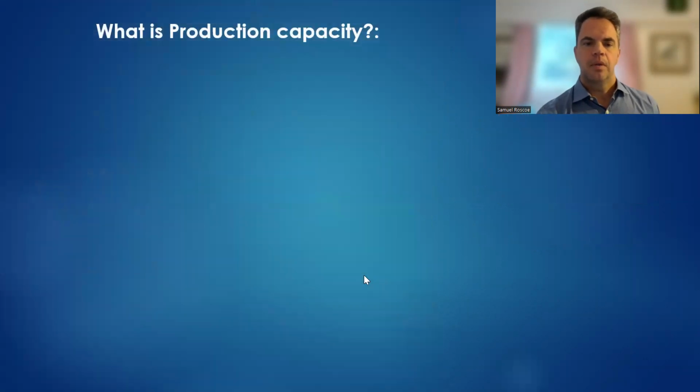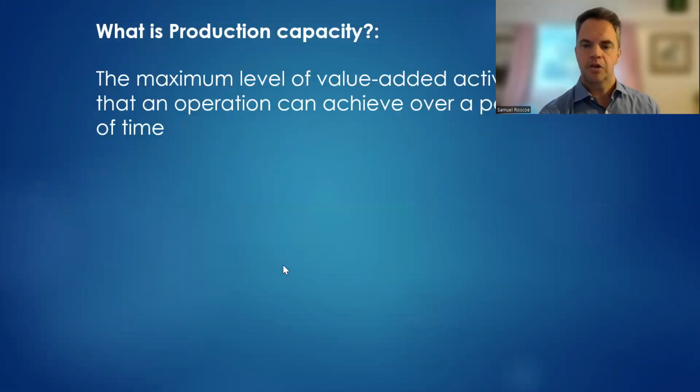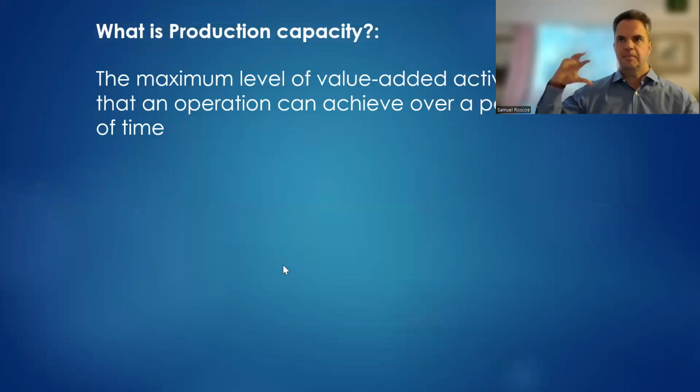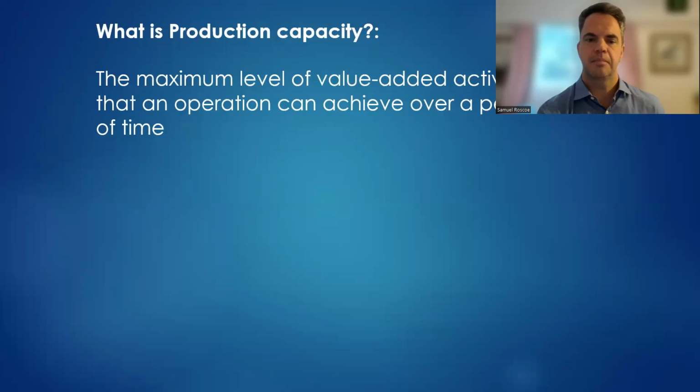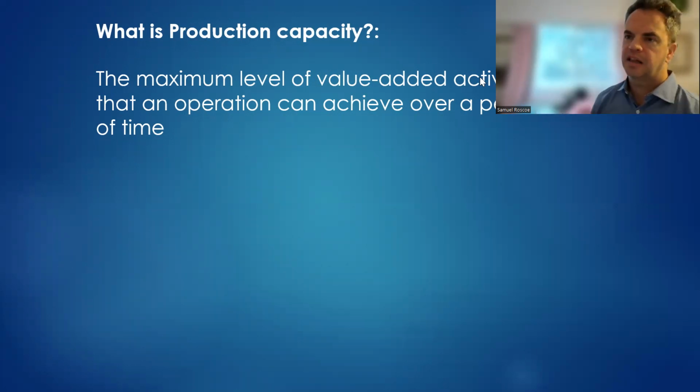Okay, so when we bring some of these ideas together, when we're trying to forecast and manage our demand, what we're trying to understand is how do these demand factors begin to influence our production capacity, so how much we're able to make within our particular operation. So production capacity looks at the maximum level of value-added activity that an operation can achieve over a period of time. Again, we return to this idea of value adding.